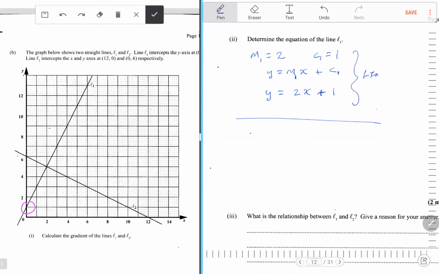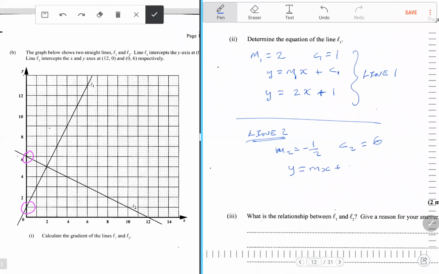If the question had asked us for line 2, which it didn't, line 2 is a similar consideration. The gradient of line 2 is -1/2, and the c for line 2 is right here. C for line 2 is 6, so it's here on the graph. And the equation is still y equals mx plus c.